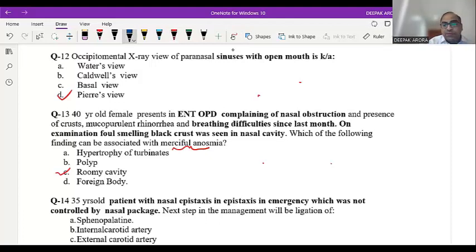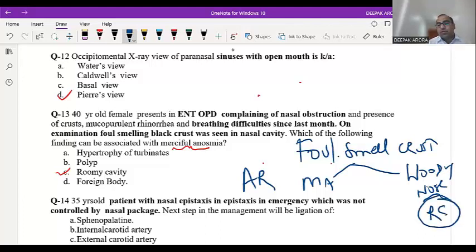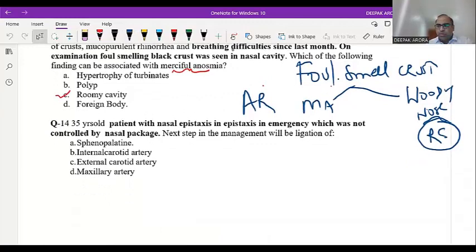Now, just learn, if the examiner mentions the word foul-smelling crust, merciful anosmia given, it is atrophic rhinitis. But if the examiner uses the word woody nose, it is going in favor of rhinoscleroma. Foul-smelling crust, atrophic rhinitis. If woody nose, we go for rhinoscleroma. One of the easy MCQs, a very important MCQ, old PYQ.